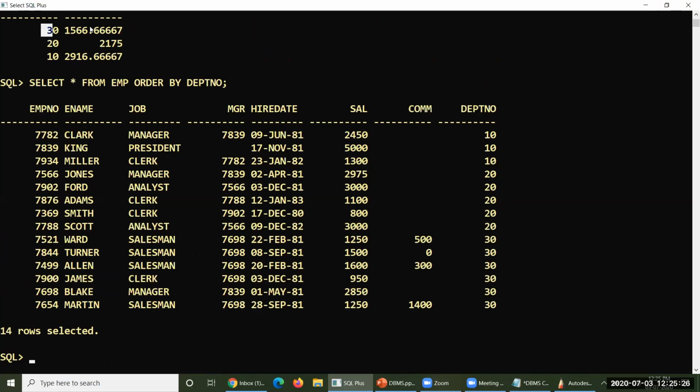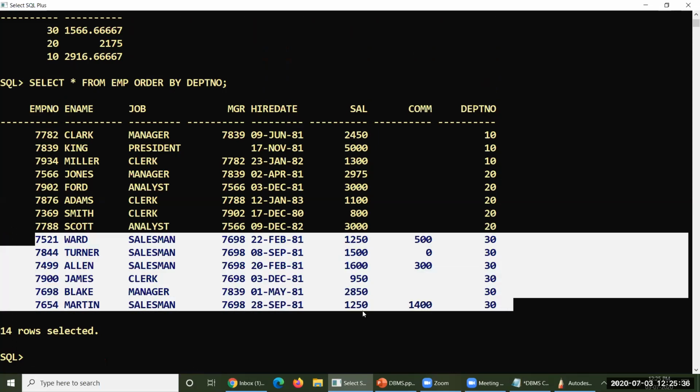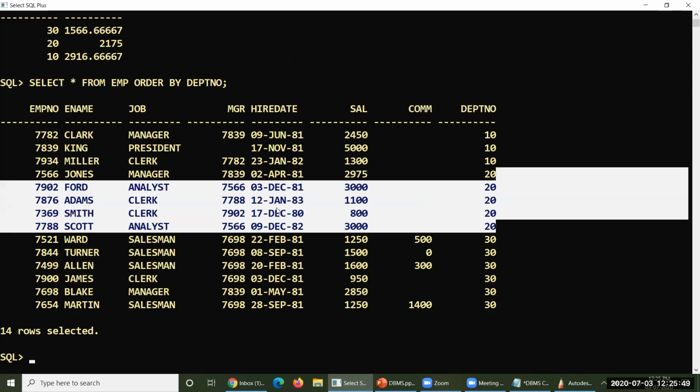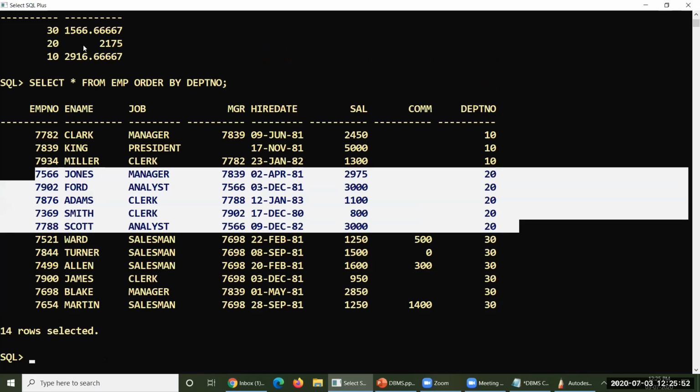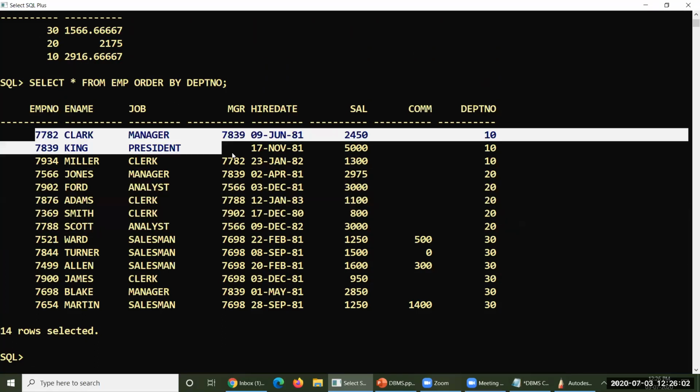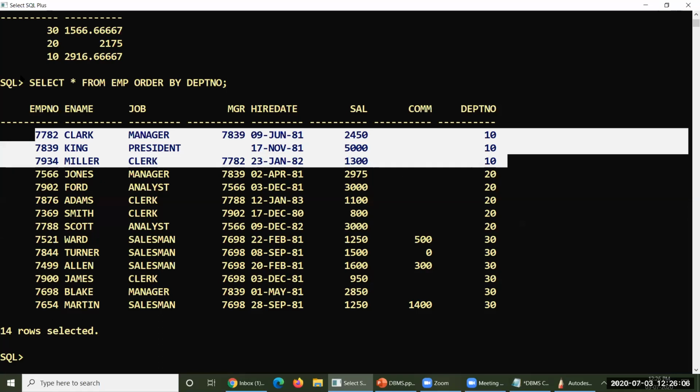The 30th department average salary is 1566. All these people are considered as the 30th department. The people who are getting more than this particular salary, 1566, will be displayed, only they. For the 20th department, 2175 is the average salary, and the people getting more than this will be displayed. For the 10th department, these first three people, the average salary is 2916, and only people getting more than this will be displayed for the 10th department.